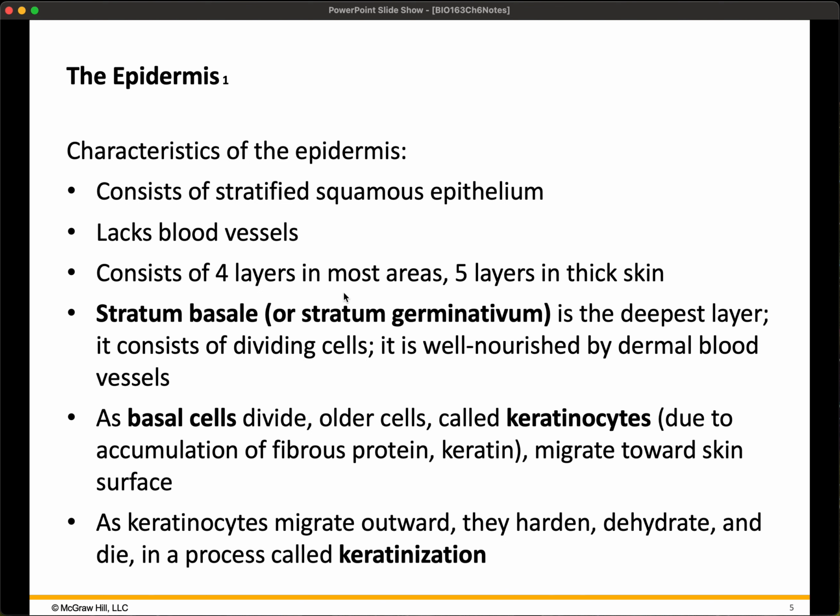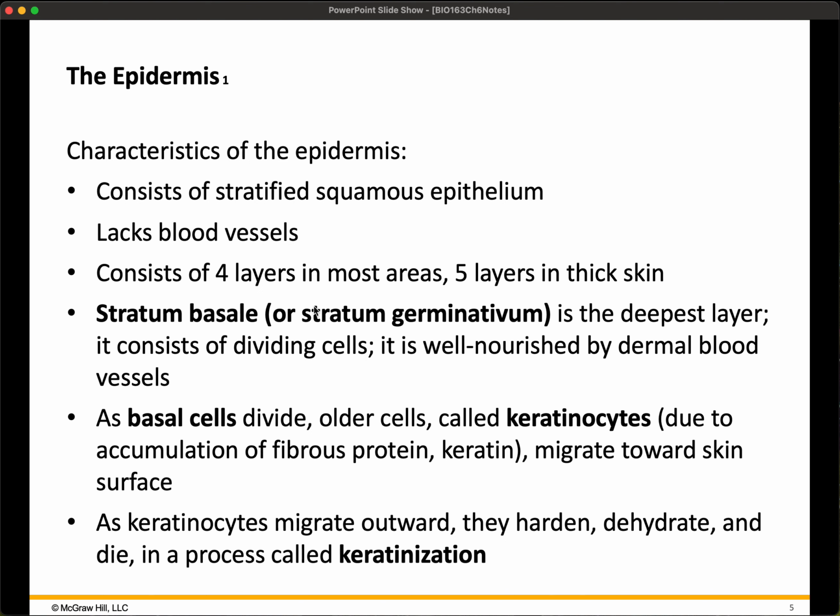The cells, as they move away from the dermis, start to shift their structures and die. Typically, the epidermis has 4 layers in most spots and 5 layers in the thick skin of the hands and the palms. The deepest layer is the stratum basale. Remember, stratum, strata, that means layer, and basal, this root right here, usually means the lowest or the deepest. You also have the name stratum germinativum, but we're going to go with basale. That's easier to say. That's the deepest layer of your epidermis.